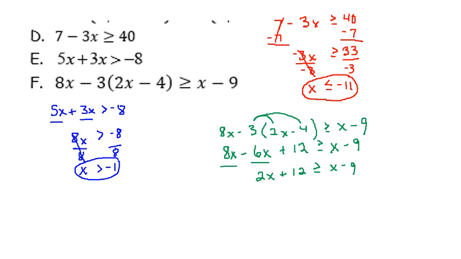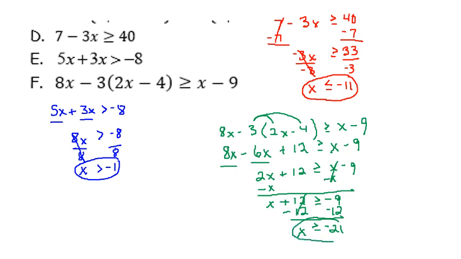Move the variables over to the left side. So that means in order to get this x over to the left side, I need to subtract x on both sides. Those are going to cancel out. 2x minus x gives me an x. Bring down 2x plus 12 is greater than or equal to. Notice that that is a negative 9. Don't lose your negative. Now we're going to subtract 12 on both sides. Those cancel out, and x is greater than or equal to negative 21. And there's your answer for letter F.